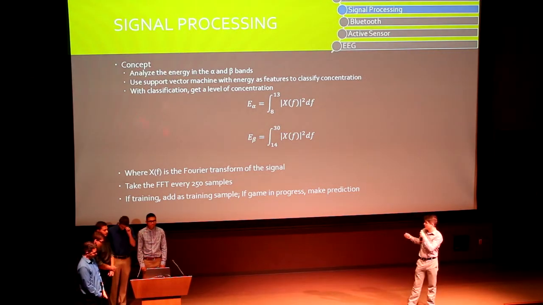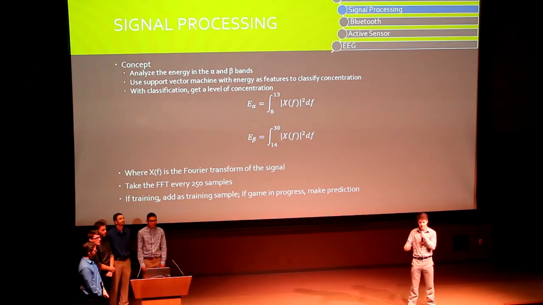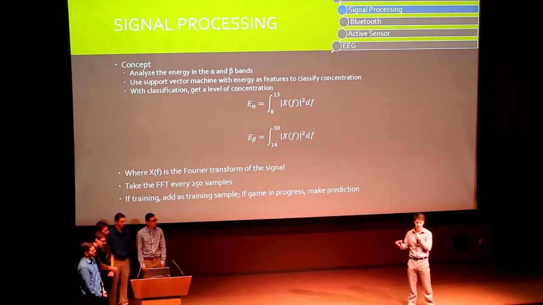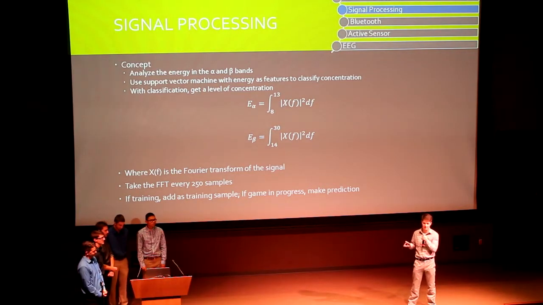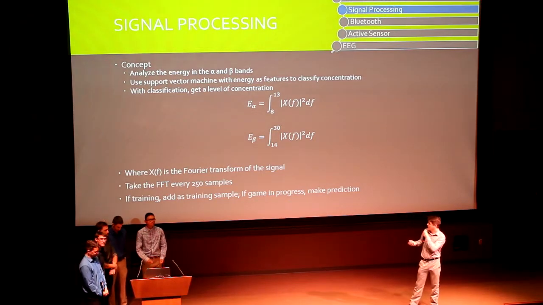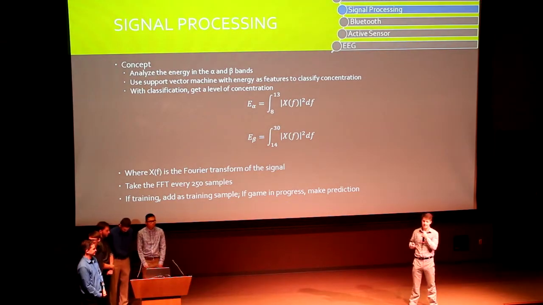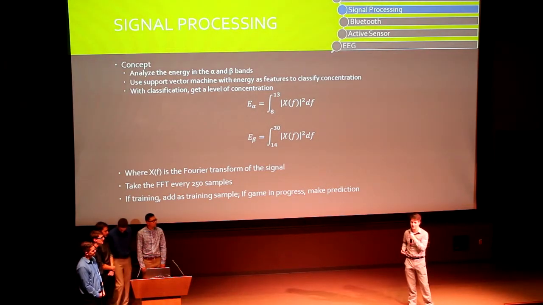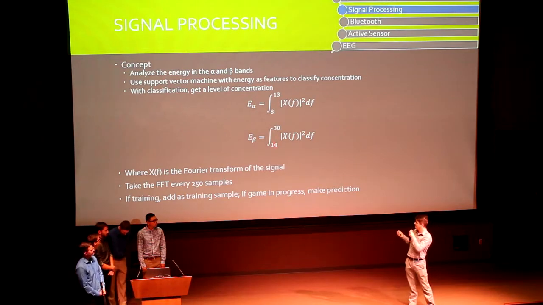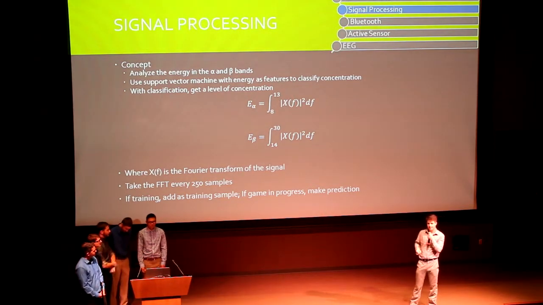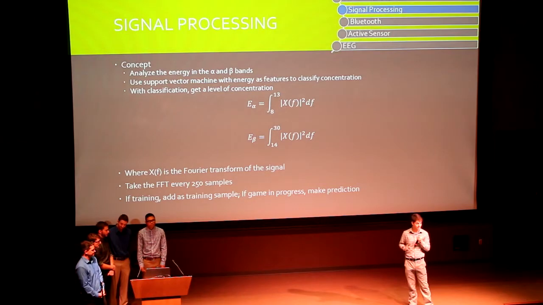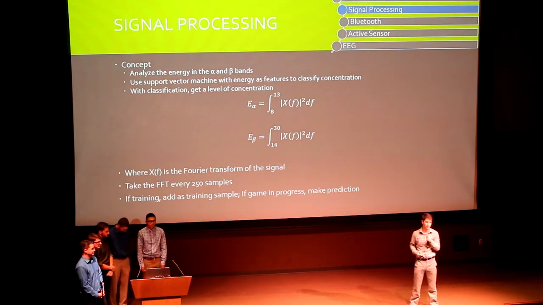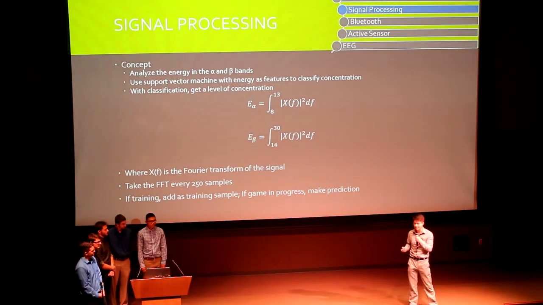So, energy of the signal is very simple. Basically, we're sampling the signal at 250 hertz, which is well over Nyquist for the signals that we're dealing with, because they're down in the 30 hertz, 50 hertz at the max range that we're interested in. Once we get 250 samples, we take the Fourier transform of the signal and then integrate the square of the magnitude of the spectrum between the frequency bands of interest. In our case, it's the alpha band, which is between 8 and 13 hertz, which is generally associated with relaxation, and the beta band, which is between 14 and 30 hertz and is generally associated with concentration and in some cases stress and anxiety.